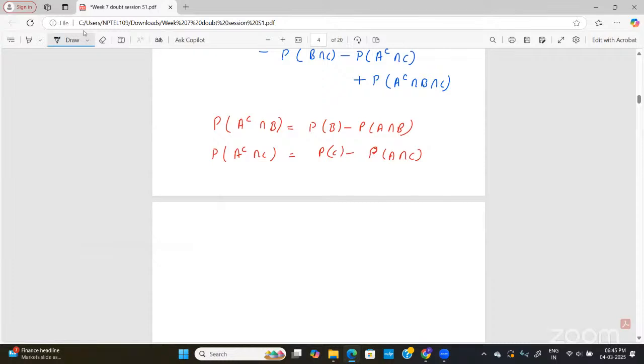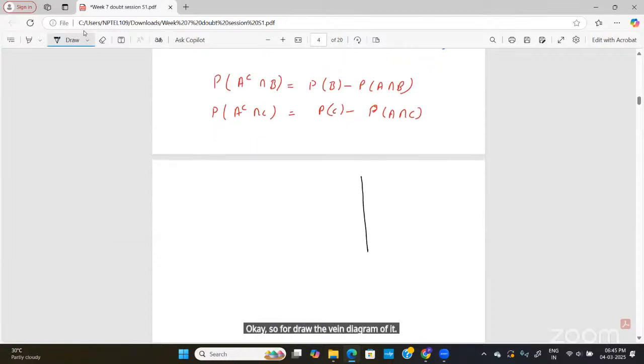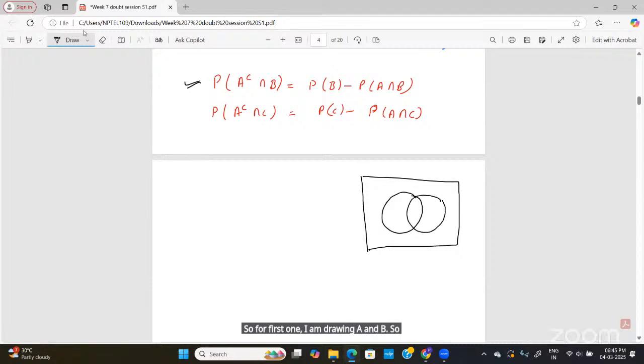So if I draw the Venn diagram of it, for the first one I am drawing A and B. So we have this A and B. A complement intersection B will be this part, right? Is it correct or not? Yes, ma'am. Okay. So now we have to verify whether the right hand side is equal to this or not.